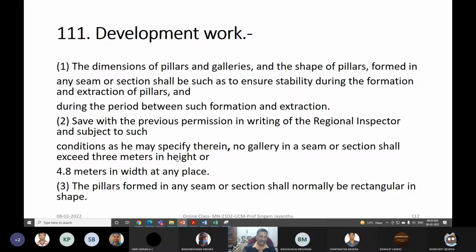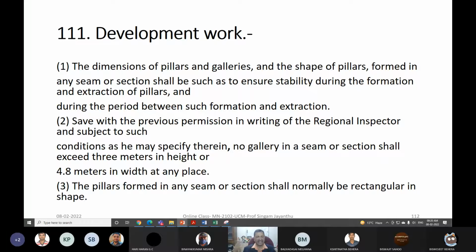This is a very, very important point, my beloved students: 4.8 meters in width at any place. That issue we already discussed, because it is based on the technology available in a particular country. And also the stability of those workings, it was decided to go up to 3 meters in the development, so that we can comfortably provide even wooden props at that time when these regulations were framed, or later also it is valid.